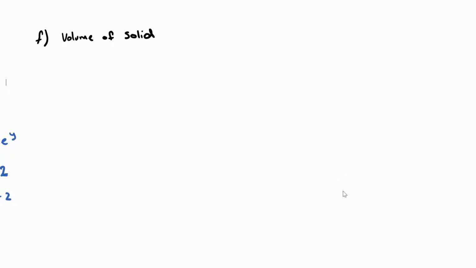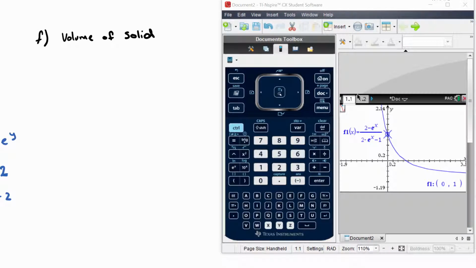Okay, so I'll get my calculator out. And I've zoomed in here, and this is actually the area they want us to get, R, and then we're going to rotate it about the y-axis. So our limits are going to be from 0 up to 1. I've just found that there.